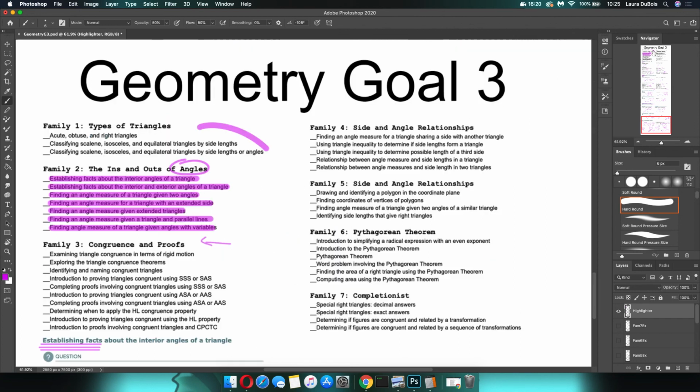And that, ladies and gentlemen, is everything for the second family of triangles, getting you used to the fact that all triangles add up to 180 degrees, and getting you used to the fact that you can use that to your advantage, as well as keeping ourselves brushed up on our algebra skills. Next up, we talk about Ms. Dubois' absolute favorite part of Goal 3.